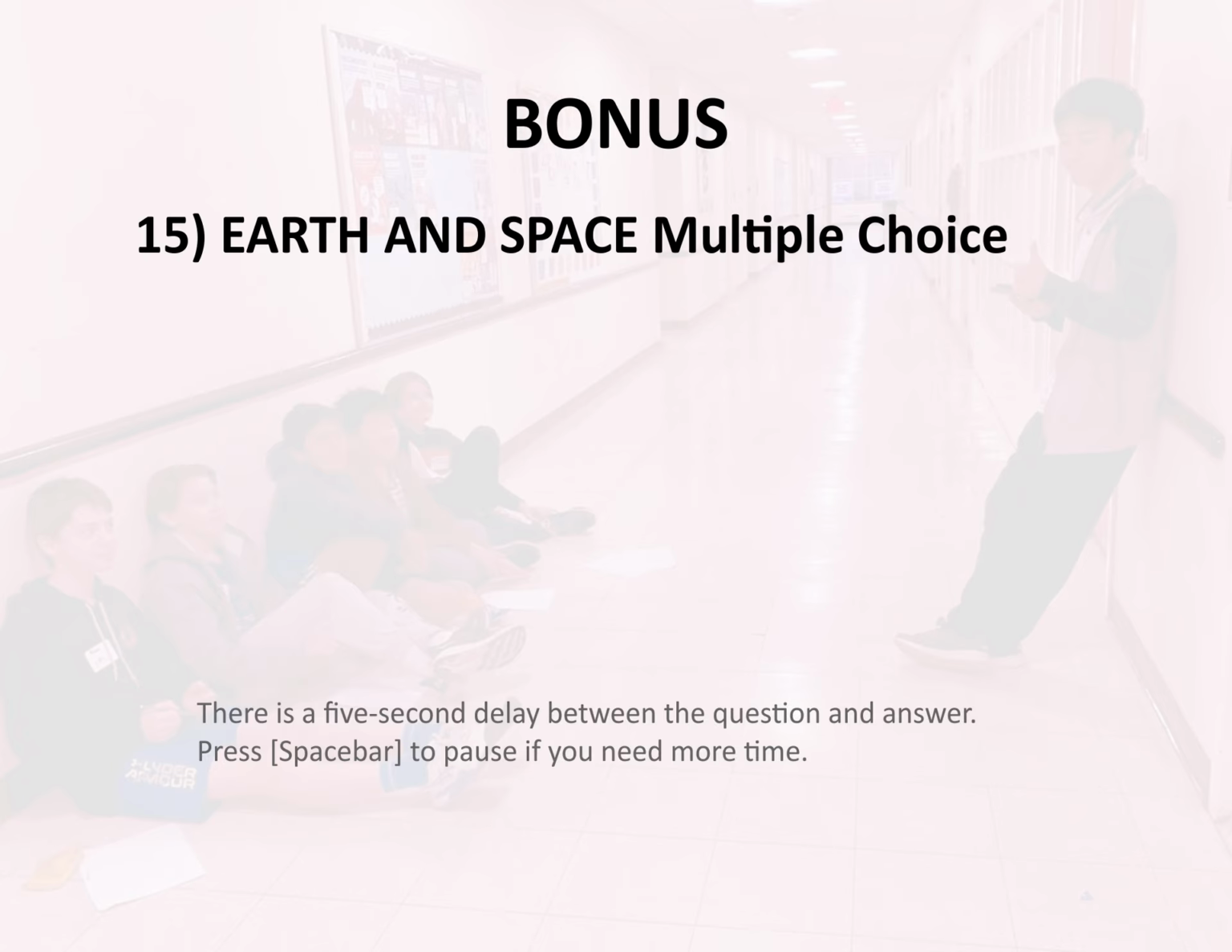Bonus 15. Earth and space multiple choice. Clays such as kaolinite form when H+ ions combine with which of the following? W. Sulfur compounds. X. Pre-existing minerals, such as feldspars. Y. Carbon dioxide. Z. Primordial water emitted directly from volcanic eruptions.